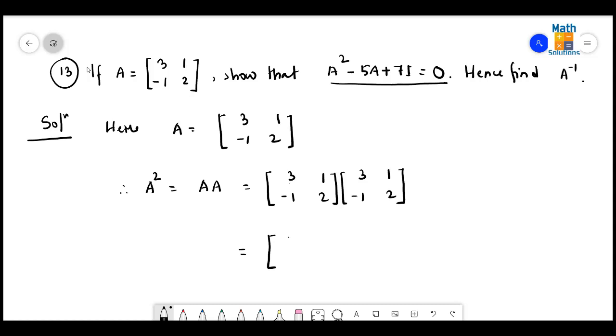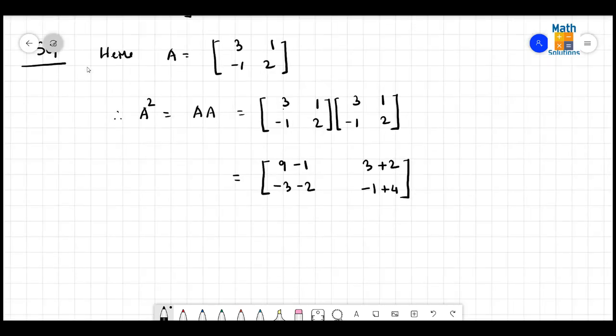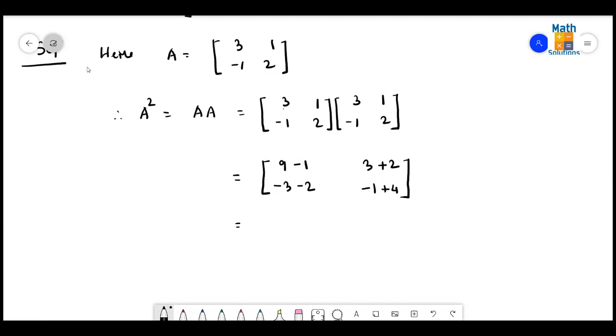3, 3 nines are 9, minus 1, then after again 3 here, plus 2, then I get here minus 3, then minus 2, then again I get here minus 1 plus 4. This is matrix multiplication. So after this, what did I get? The result comes as 8, then 5, then minus 5, then after 3. So this is the result for A square.